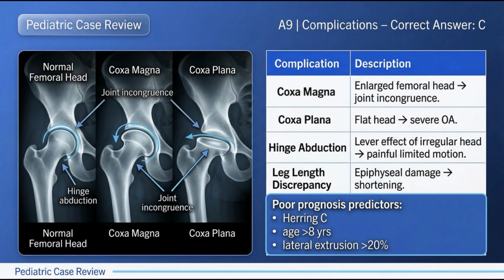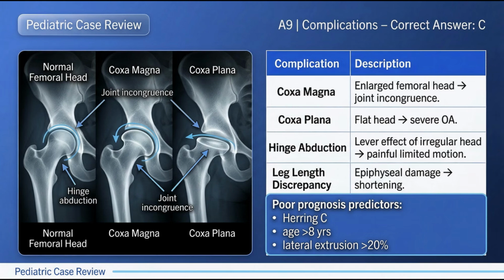Coxa magna refers to enlargement and flattening of the femoral head that develops during the healing and remodeling stage of Legg-Calvé-Perthes disease. When the enlarged head no longer fits congruently within the acetabulum, joint incongruence develops, leading to uneven load distribution and progressive cartilage wear. This results in early-onset osteoarthritis, often presenting in the 2nd or 3rd decade of life.